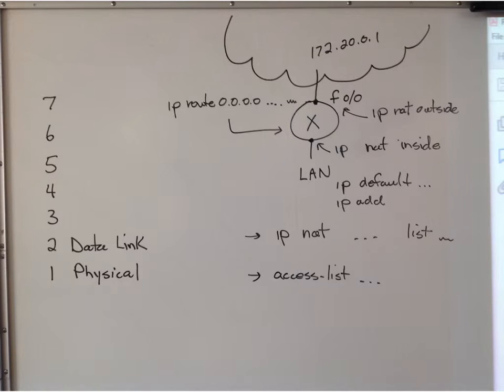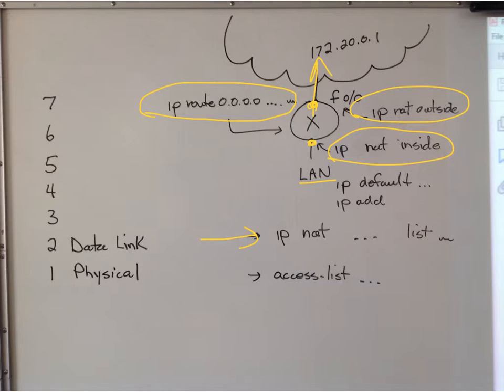Alright, so now we did some more configurations. We talked about creating a route out. We had your LAN, NAT on the inside, NAT on the outside, NAT pool, your NAT information, and then your access list.